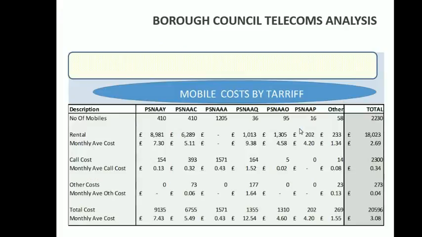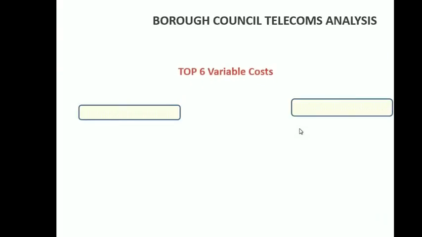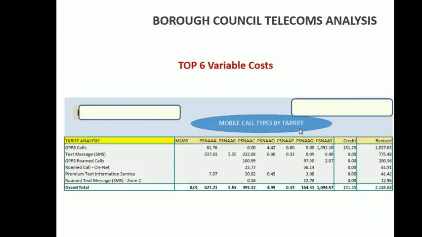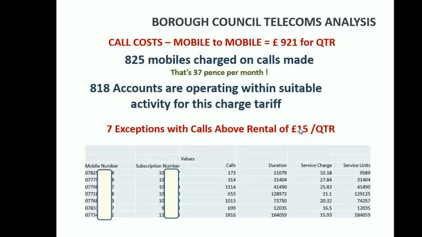The devil's in the detail. Look at it across tariffs. See if there's any exceptions. Compare that to last month. You'll know what your expected figures are, and then you look at what's actually happening, the top costs. So where are we going to save money? What GPRS calls and text calls maybe? Look at the details and see who the highest spenders are.